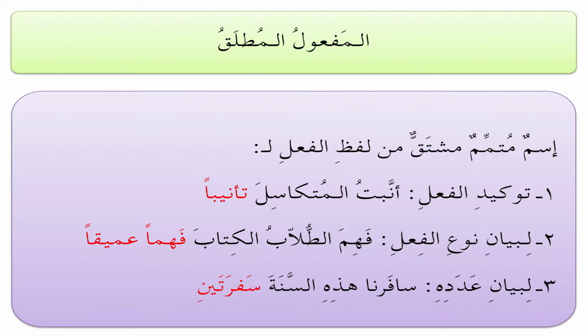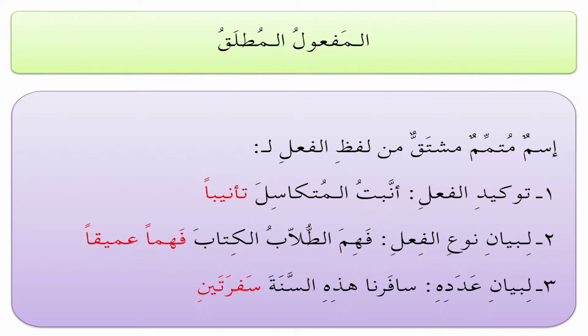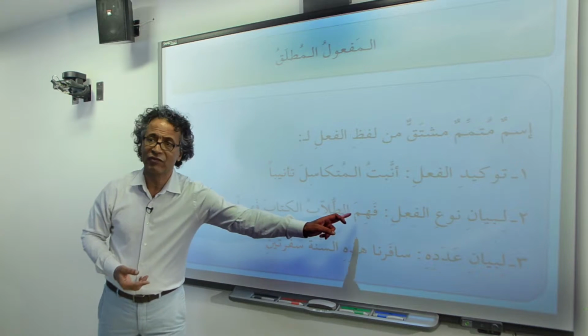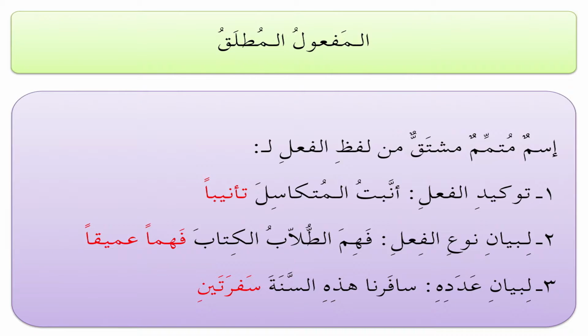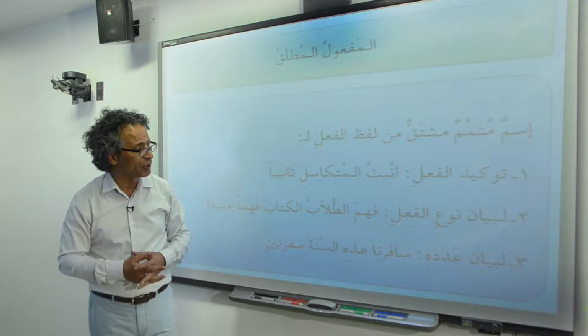ثانيا لبيان نوع الفعل. The second is to show the type of verb. This is describing how. And in a way, المفعول المطلق is really close to the adverb of manner, الحال. So, فهم الطلاب الكتاب فهما عميقا. Once again, فهم فهما, the masdar is derived from the same verb. And the students understood the book deeply. يعني literally you say in Arabic, a deep understanding. But the repetition in Arabic is accepted.